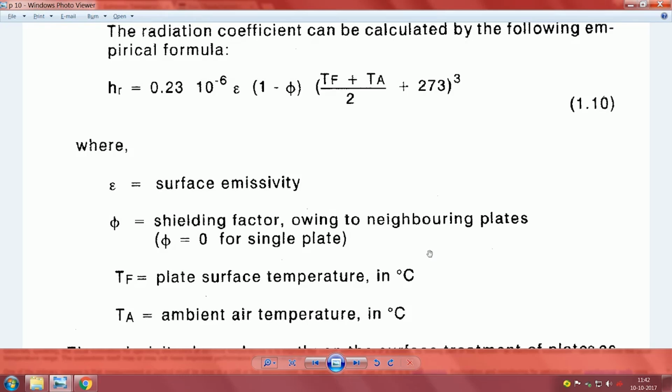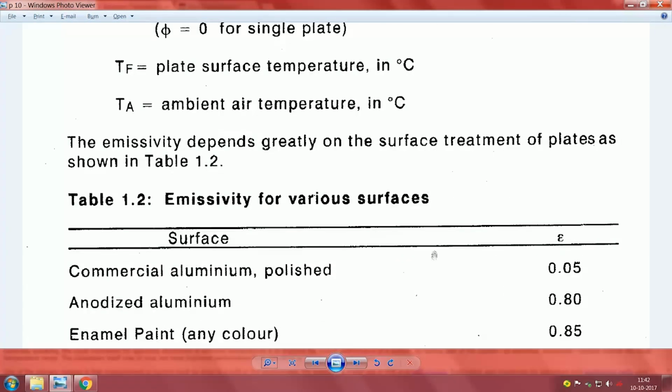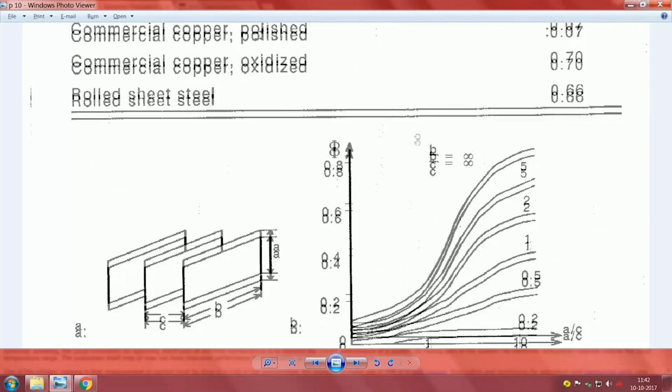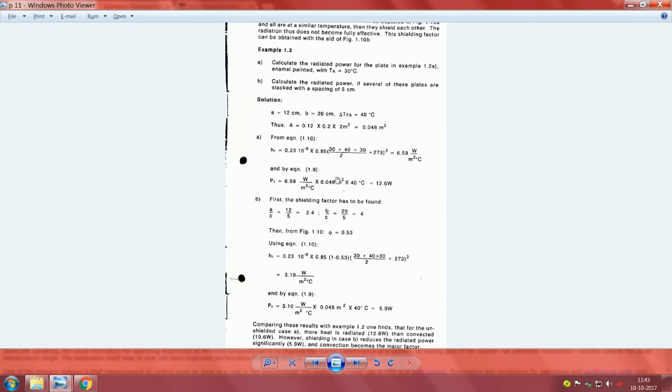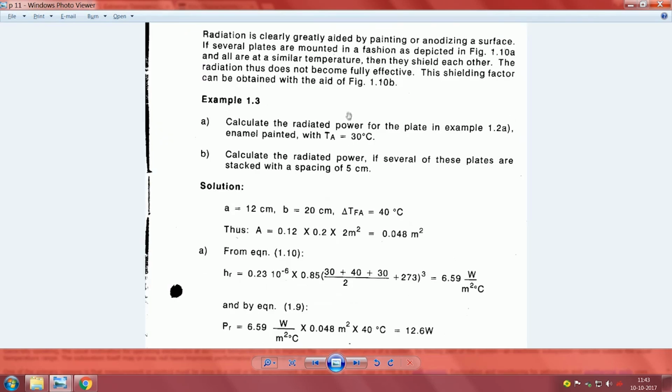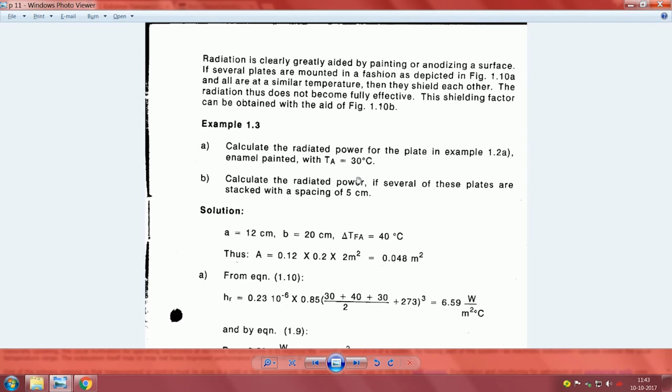Seen this here, phi, shielding factor owing to neighboring plates. As the depth keeps increasing, the shielding factor keeps increasing and becomes very high. You see here it comes all the way to 0.8. So, of the total surface as counted for the convection, only 20% is available for you for the radiation, and that coupled with the very poor temperature difference will not permit you to depict things.